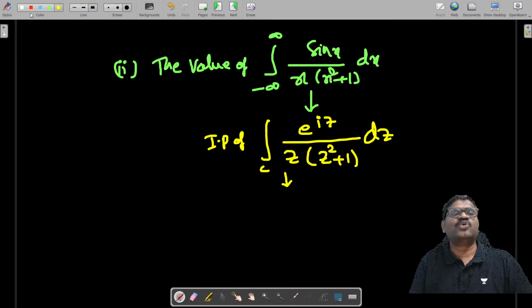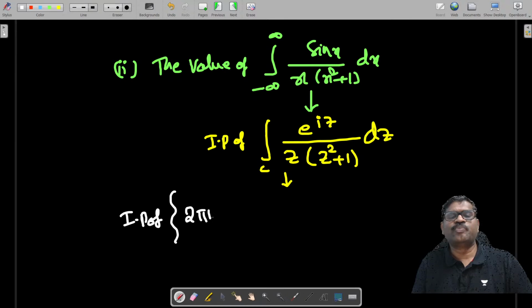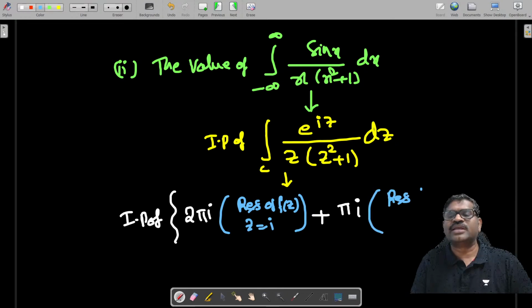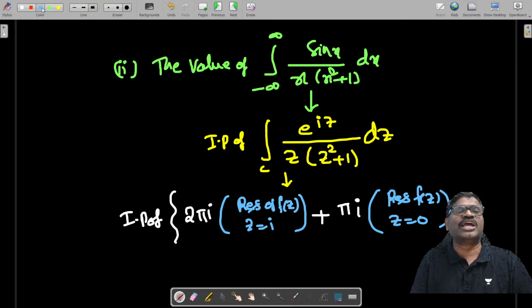That is equivalent to the imaginary part of 2 pi i into the residue of f of z at z equal to i in the upper half plane, plus pi i into the residue of f of z at z equal to 0, because z equal to 0 lies on the real line, on the boundary of the curve.